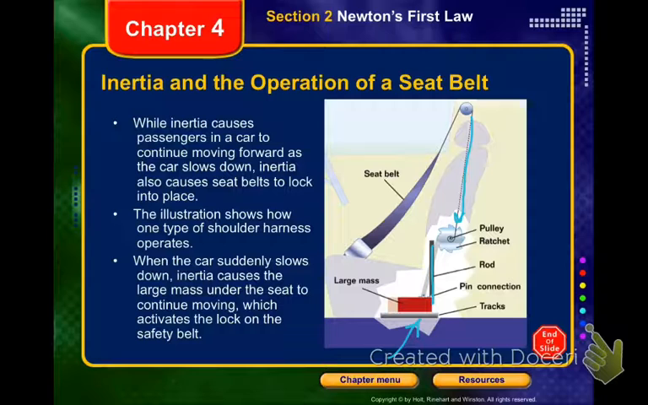And with this one, if you apply the brakes suddenly, what's going to happen to that large mass? The large mass is going to move forward. The pin attached to the mass is going to move its position and engage inside the ratchet, and it's going to lock the ratchet into position, which locks your seatbelt into position.